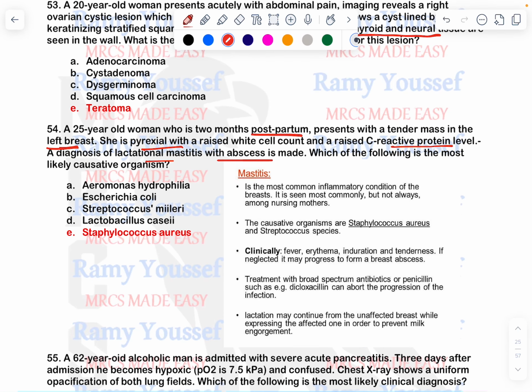An alcoholic man is admitted with pancreatitis. 3 days after admission, he becomes hypoxic and confused. Chest X-ray shows uniform opacity in both lungs. Which of the following is the most likely diagnosis? Alcoholic pancreatitis, hypoxic, chest X-ray with uniform opacity is ARDS.